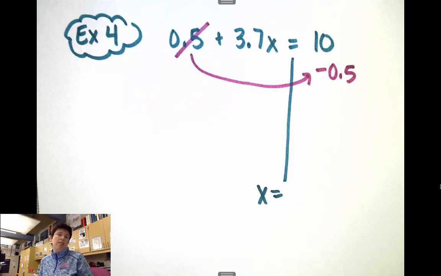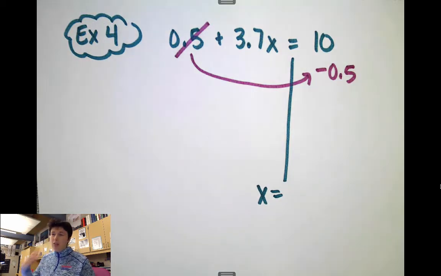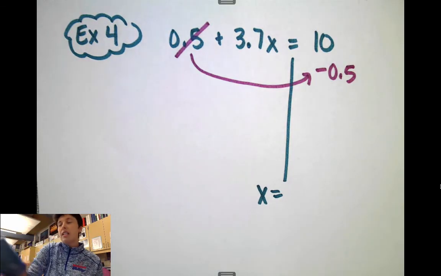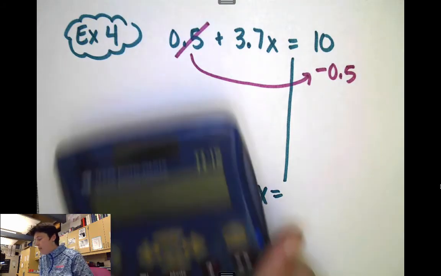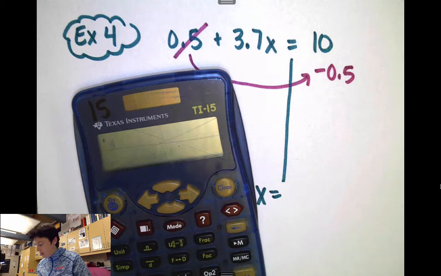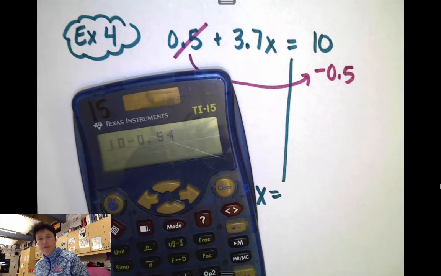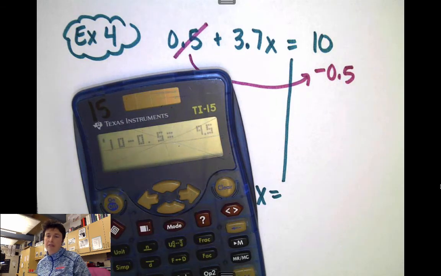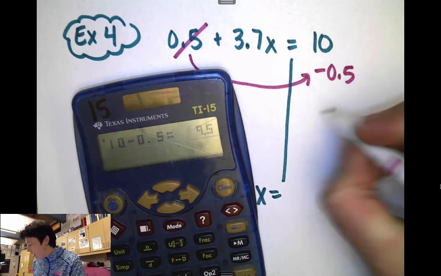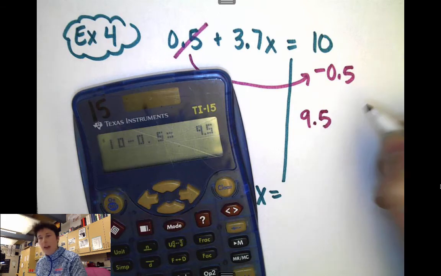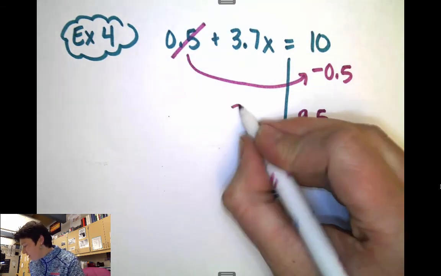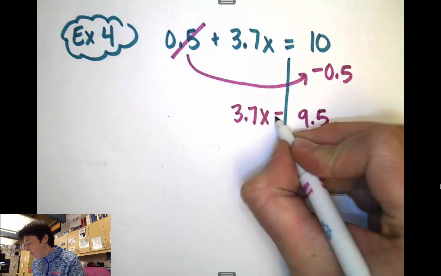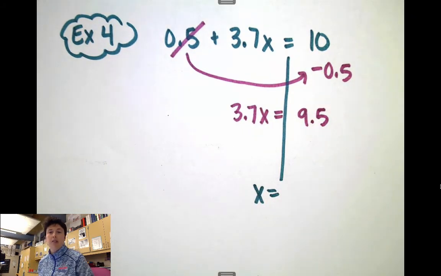And at this point, I'm like, oh, maybe I can just do it in my head. Or if you don't know how to do that in your head, you can use a calculator. I already know it's going to be 9.5, but why don't we put it in just to kind of practice? So 10 minus 0.5, 9.5. So, okay, there it is, 9.5. And with getting rid of this, we only have a 3.7x. Cool, we're close. So now we've got to get rid of the 3.7.